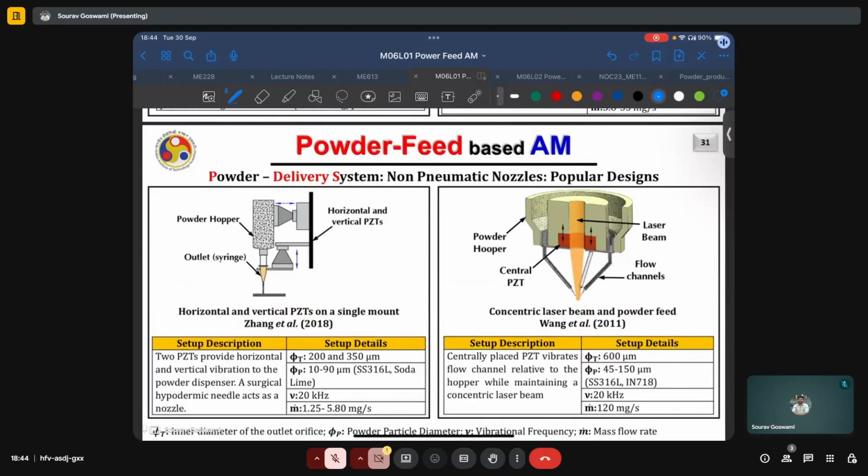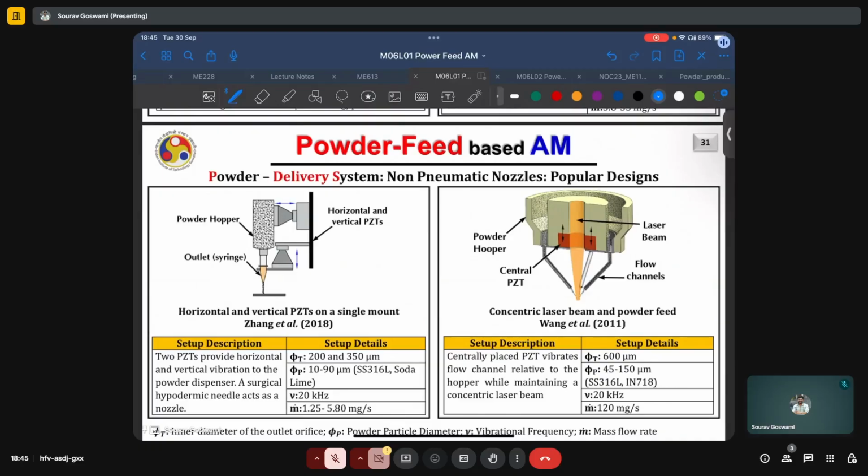Different types of piezoelectrics have also been combined into a single non-pneumatic powder delivery nozzle, such as the combination of a horizontal and vertical piezoelectric on a single mount, as shown here. A surgical hypodermic needle acts as a nozzle in this case. The tube diameter is between 200 and 350 micrometers. The powder particle diameter ranges between 10 to 90 micrometers and has been depicted for 316L and soda lime powders. The frequency of vibration is again ultrasonic, and the mass flow rate is 1.25 to 5.8 milligrams per second.